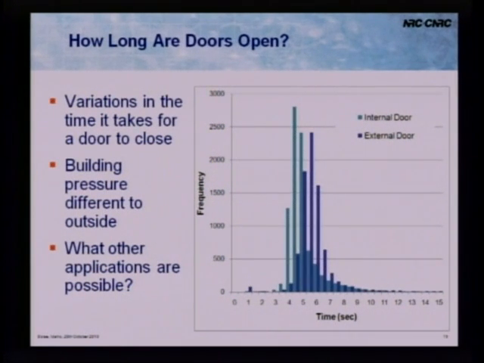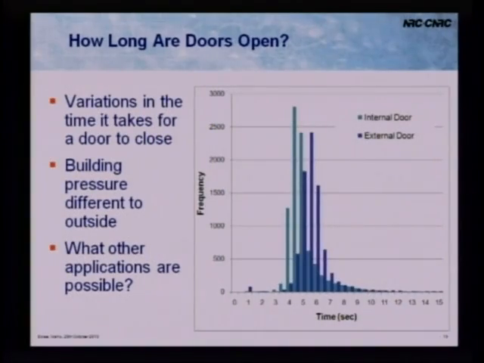But what sort of other information can we get from these sort of sensors? We looked at the time difference between the internal and external doors of our main entry and how long they took to close. We put this down to a variation in building pressure. So one door had a higher pressure against it, so it closed a little bit quicker. But what other applications are possible with this sort of data that may be useful for either modelling or just general knowledge?